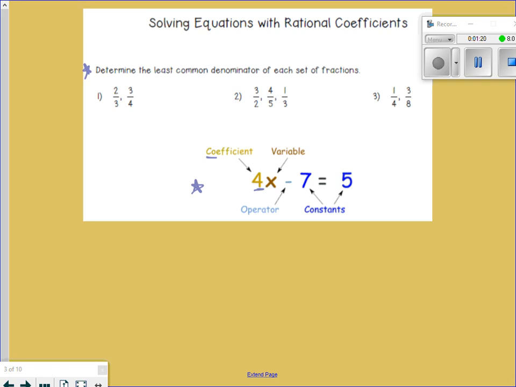So let's look at number 1. Our least common denominator for 2/3 and 3/4 is 12. All we're doing right now is identifying the least common denominator for numbers 1, 2, and 3. So 3 and 4 can both go into 12. For number 2, with 2, 5, and 3, our least common denominator is 30. For number 3, our least common denominator is 8. Both 4 and 8 can go into 8.